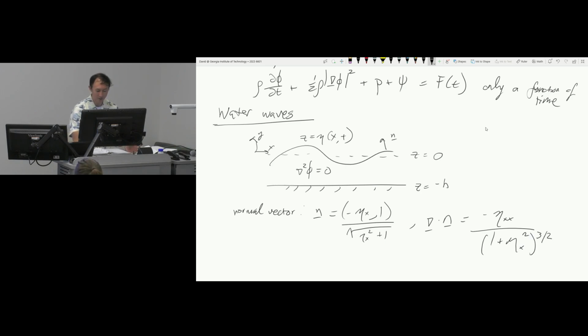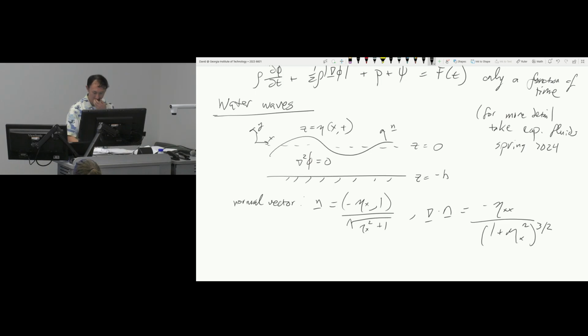So for more detail, take capillarity, fluids, and that's spring 2024. Wait, no, that's next year, 25. Sorry. Question? What is that something under the n, the normal vector? What is that underneath it? Oh, it's an arrow. Okay.